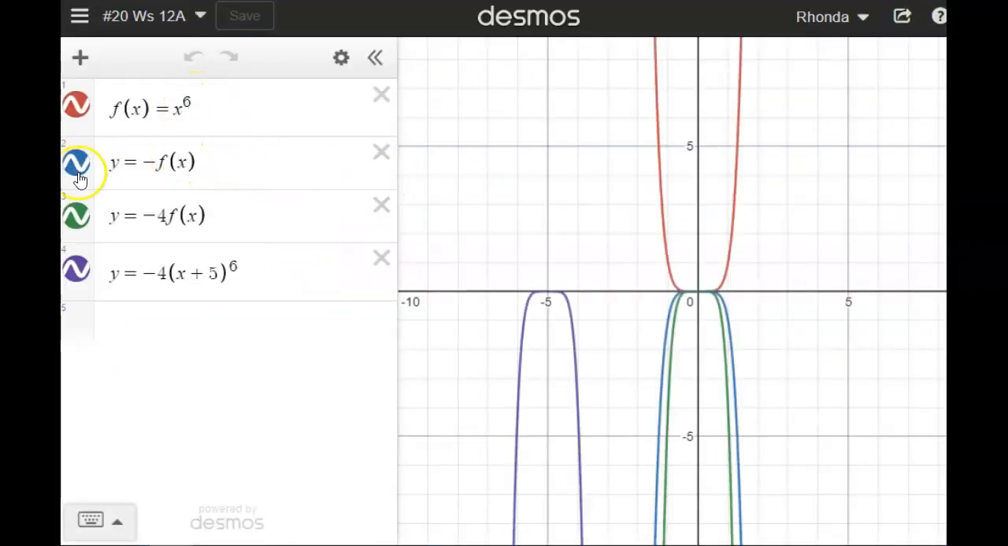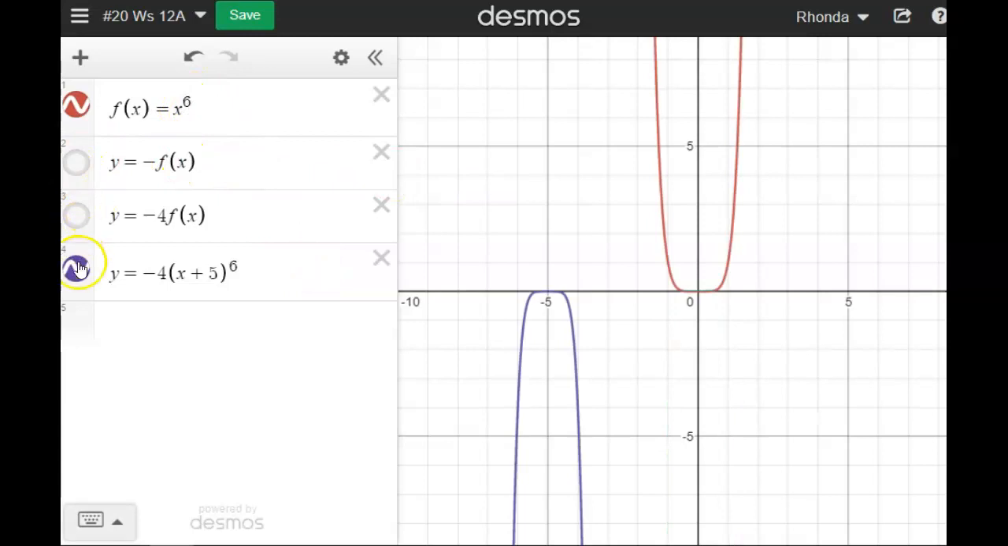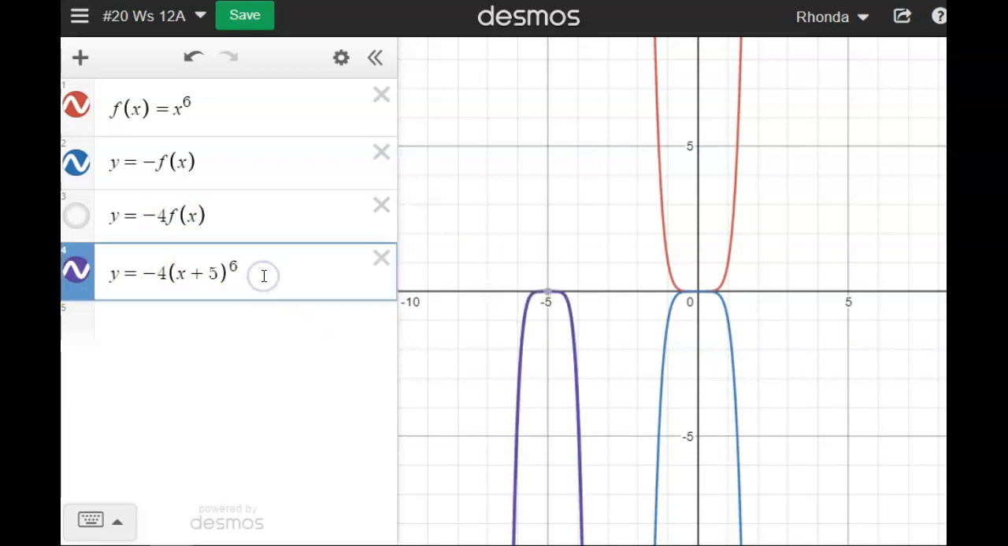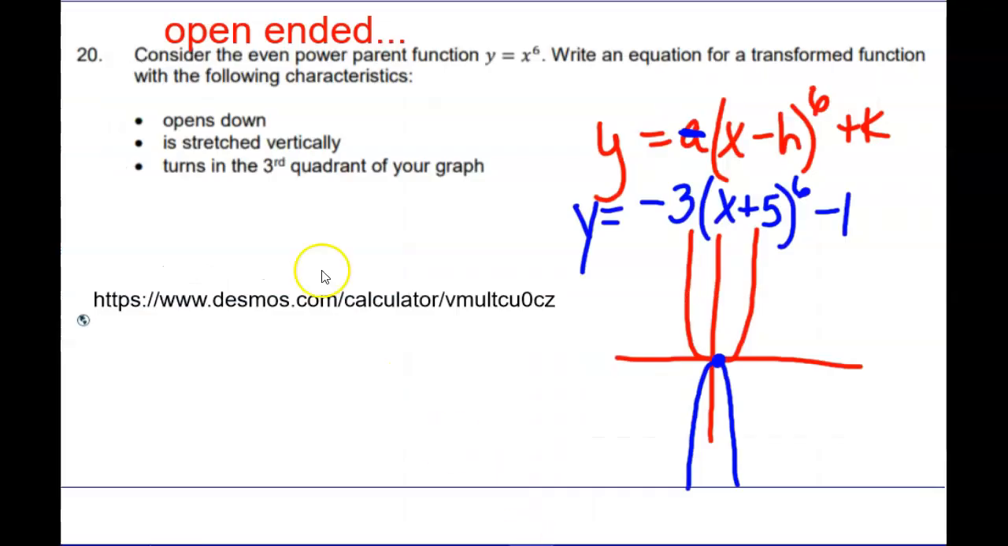So here's the parent function. They said make it open down, so I did that. I used a 4, okay? And then I shifted it over. So we could have also put like a -1 on the back and moved it down a little bit. Then it would totally do it in the third quadrant. It's just an open-ended question to get us thinking about what those things do.